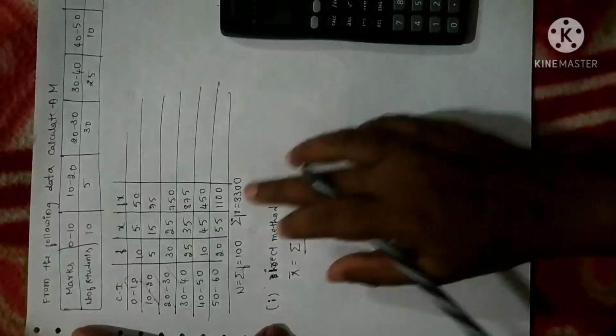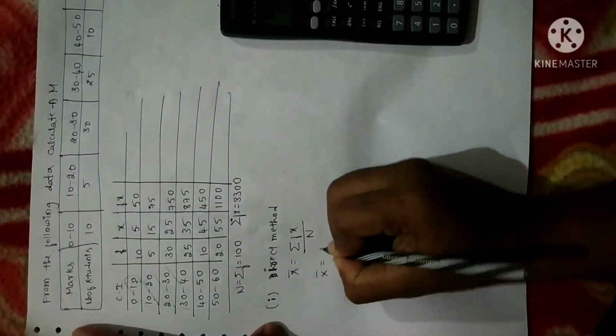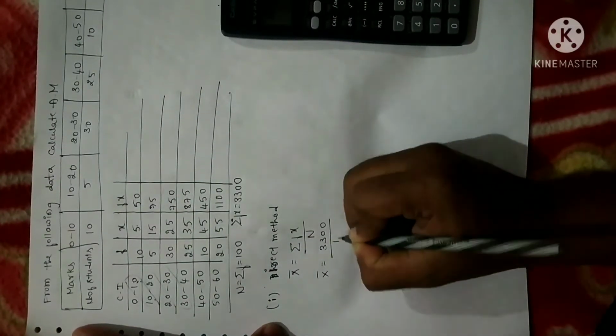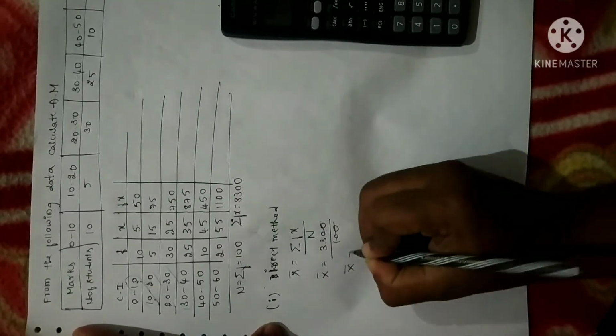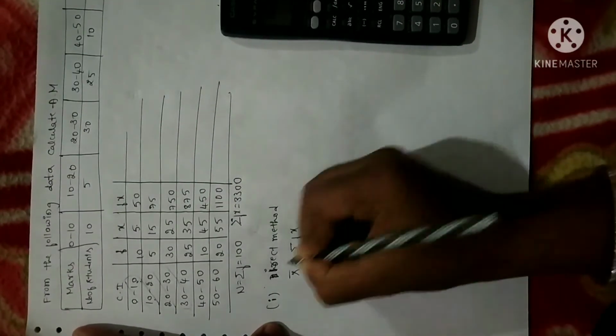So the sigma fx value we have obtained, and the n value we have obtained. Substitution will give us 3300 divided by 100. So the mean obtained is x bar equal to 33. It is by the direct method.